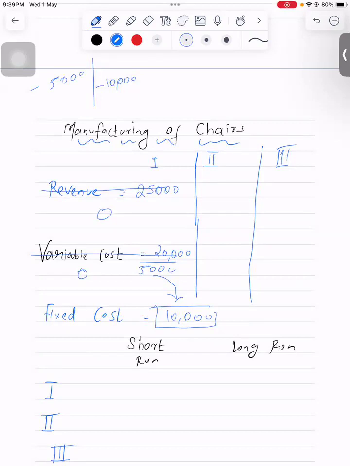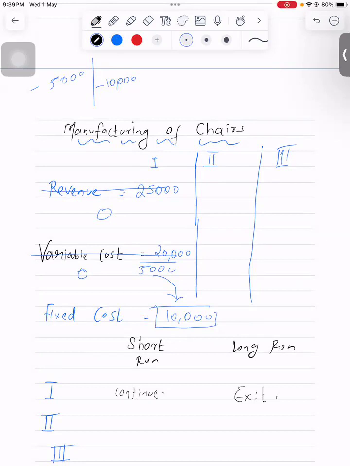Right? We will continue to operate in this case. So what will be the decision in short run? I will say in short run, firm continue to operate. And in long run, firm should shut down the business. Okay, long run, firm can exit the business. Firm can change the line of business.